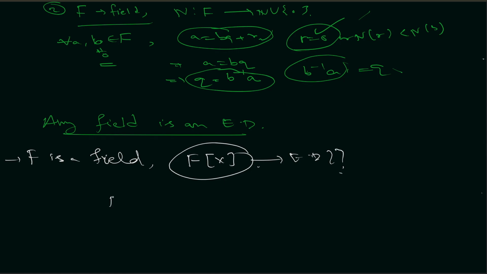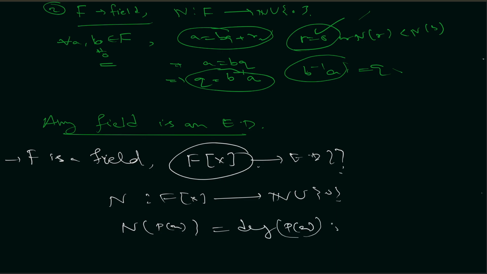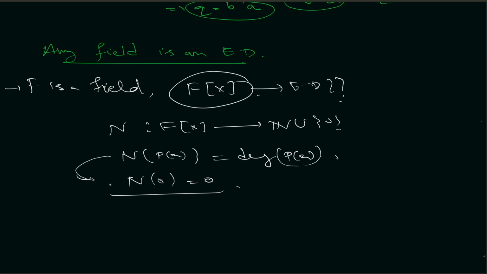So what is the norm? You will define the norm from F[x] to the natural numbers union 0. Can you define this norm to be the degree? The norm of any polynomial p(x) equals the degree of p(x). Will it work very nicely? If you have the zero polynomial, the norm of 0 is the degree, 0 by convention. So this norm will serve your argument. This is your norm.